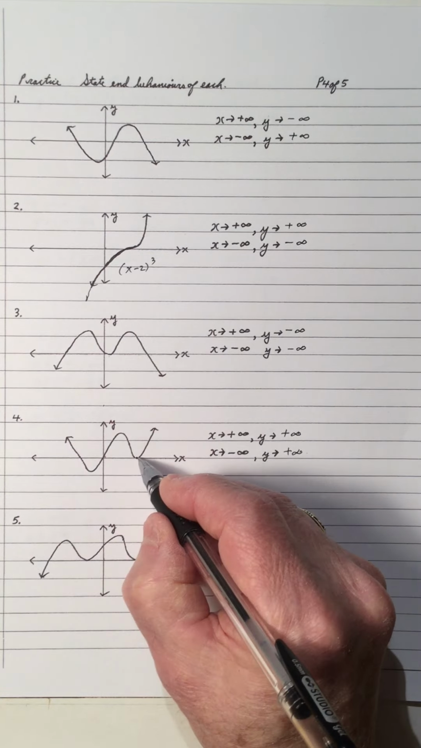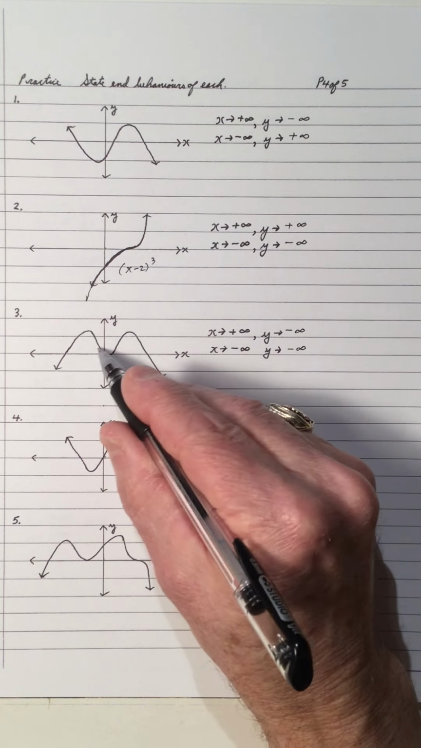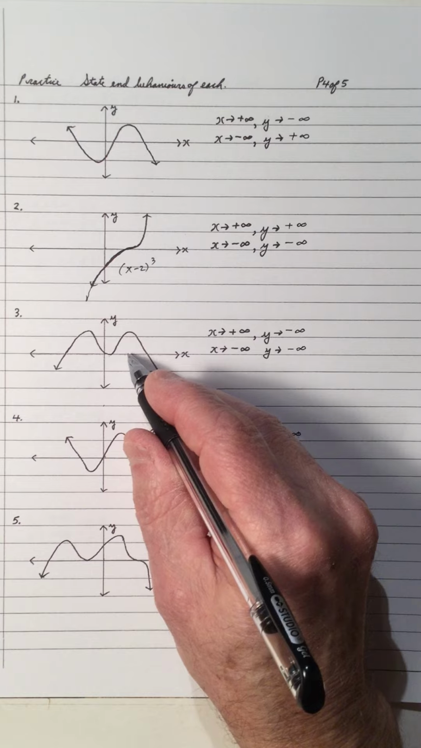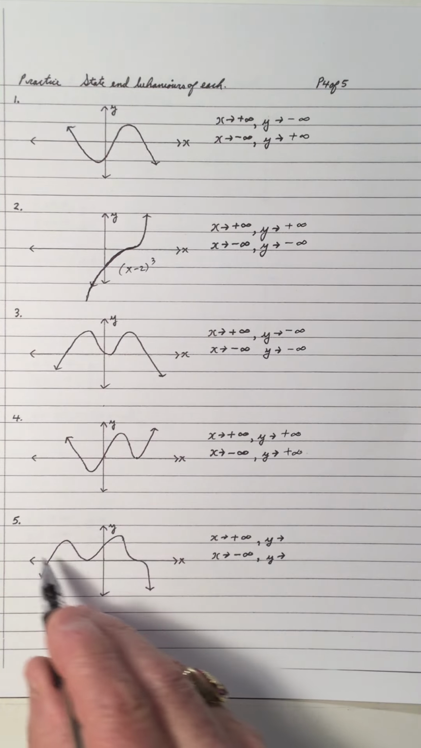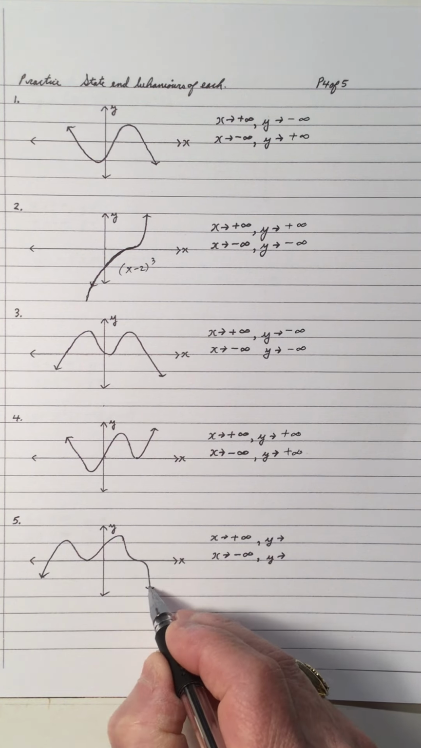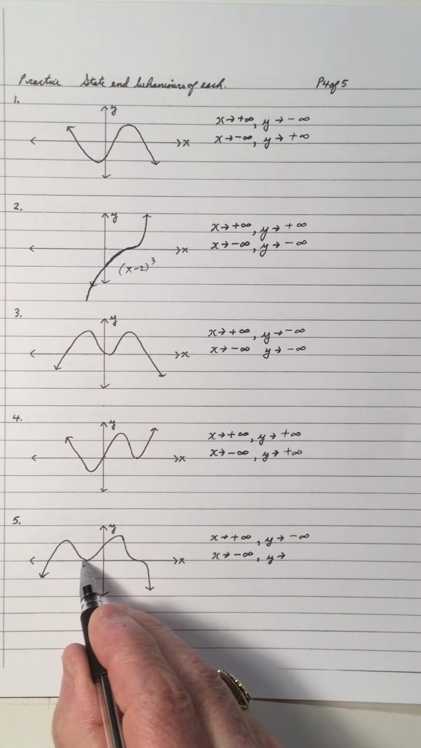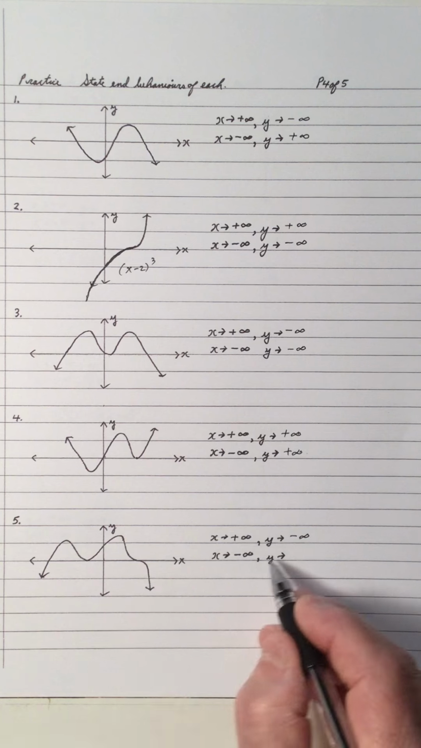Quartic. And notice this is positive and this is negative. I call this McDonald's and this Wendy's, as in hamburger franchises in Canada. And number 5, as x goes to positive infinity, y is going to negative infinity. And as x goes to negative infinity, y is going to negative infinity.